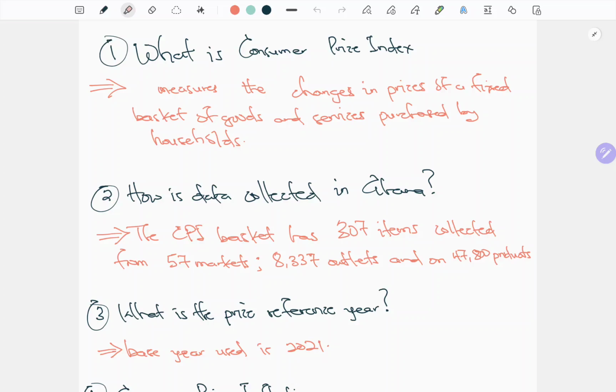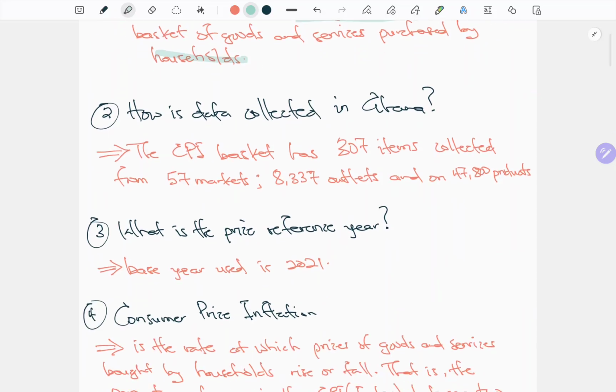Now, this consumer price index just measures the changes in prices, right, of a fixed basket of goods purchased by households. And it's very important we highlight households because there's also producer price index, which measures the changes in prices from the perspective of the producers. This is from the perspective of the consumers. And in Ghana, this is what we rely on to compute our consumer price inflation, which we'll see shortly.